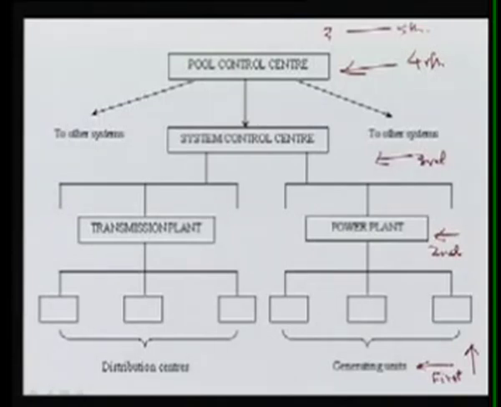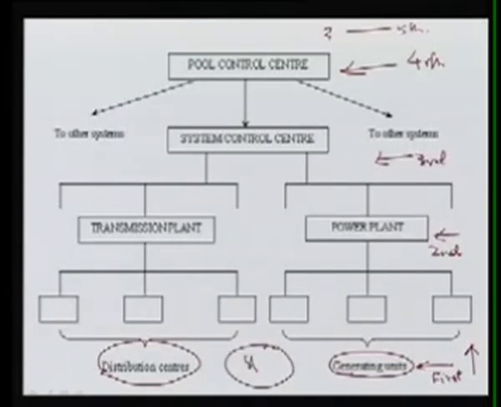So this is your generating units control. This is your distribution centers control. At the same time, we may have some transmission substation controls here. So all these are coming at the first level of the control. To recap, here these are the various generating plants, here the various distribution centers, and at the same time we have the various transmission substation centers.